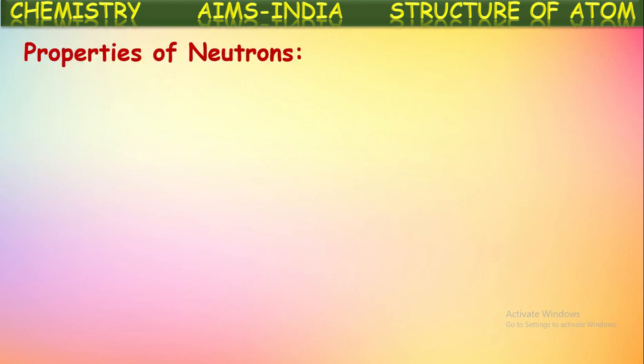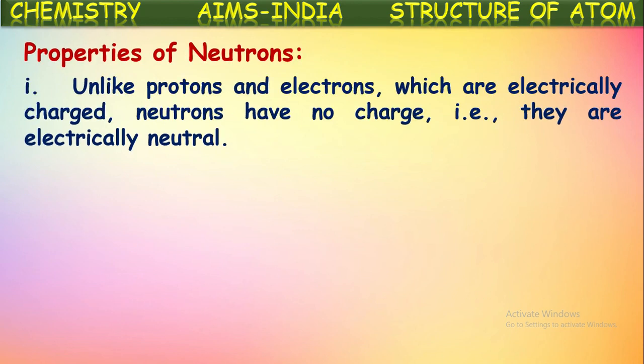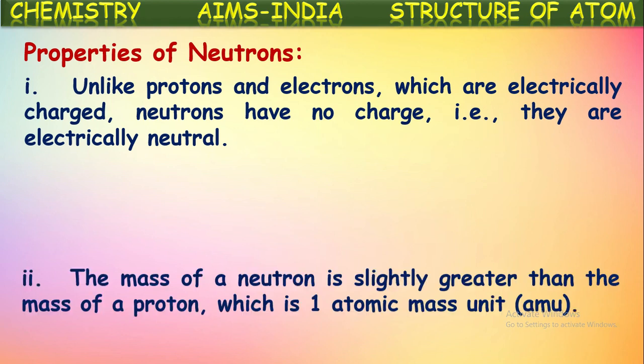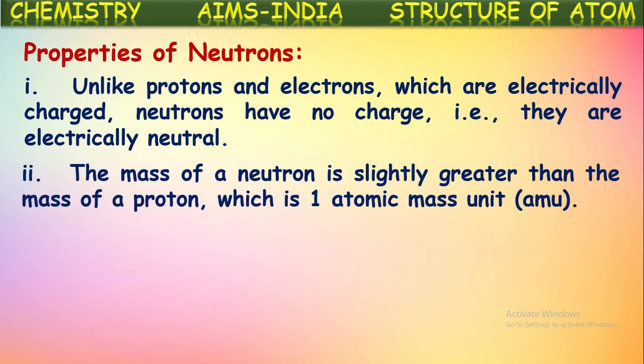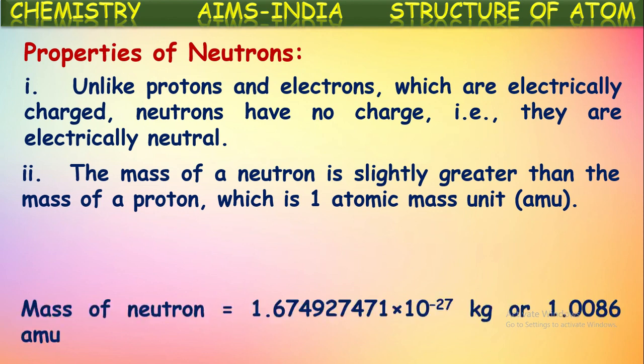Let us see the properties of these neutrons now. Unlike protons and electrons, which are electrically charged, neutrons have no charge. That is, they are electrically neutral. The mass of a neutron is slightly greater than the mass of a proton, which is nearly equal to 1 atomic mass unit, that is AMU.